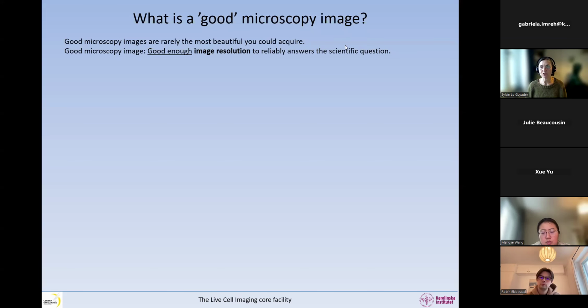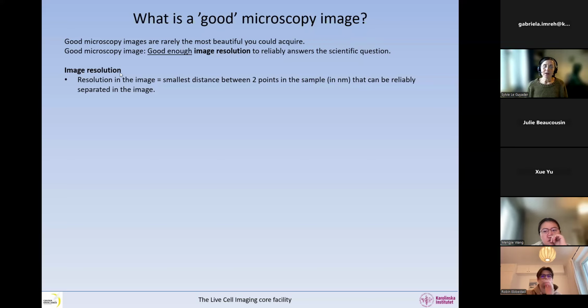So your scientific question must be defined in terms of which metrics you're going to extract from the images, and then you work backwards with backwards design to try to figure out which objective do I need, which machine do I need, and which resolution do I need in my image. So the resolution in the image depends on several things.